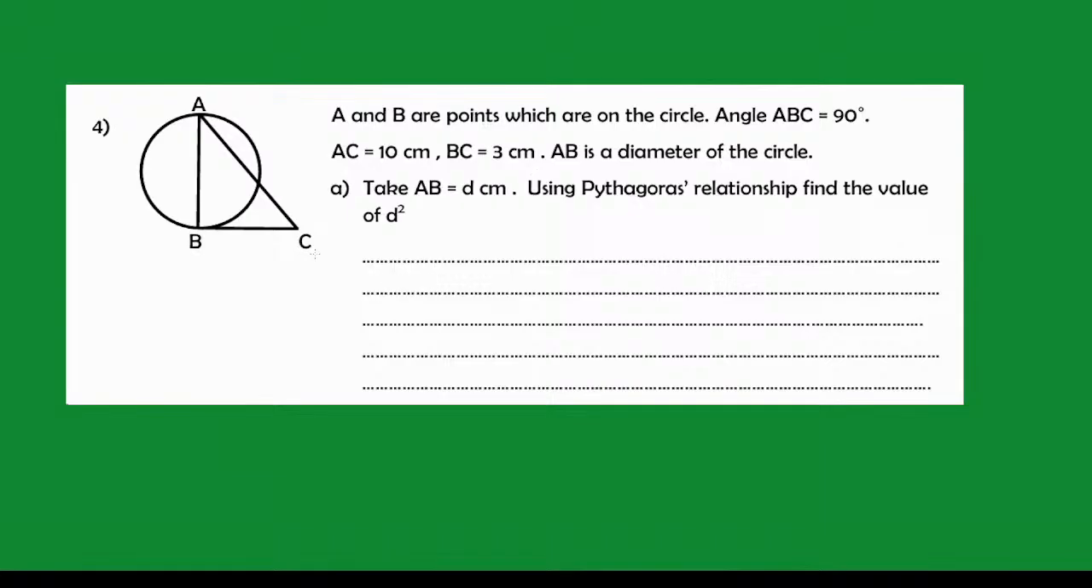All right, we have been told angle ABC is 90. We've got to use Pythagoras to find d squared. So what is d? The diameter is d, so AB is considered to be of length d. That's what they have told us. All right, so what did Pythagoras say?